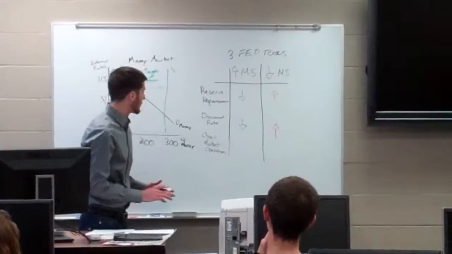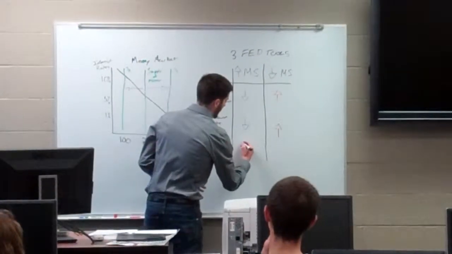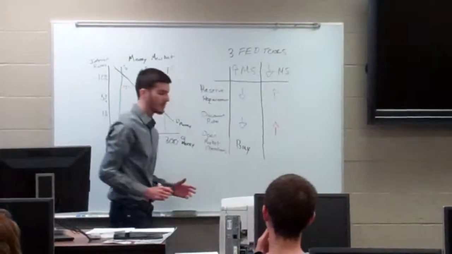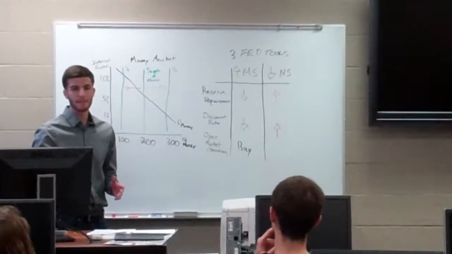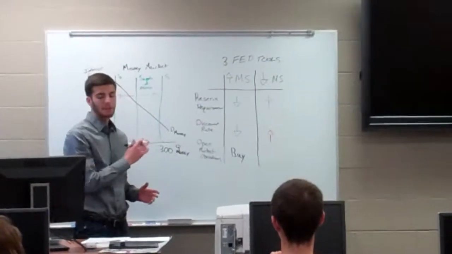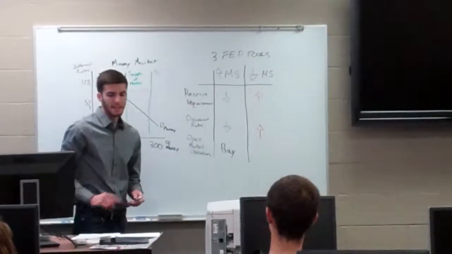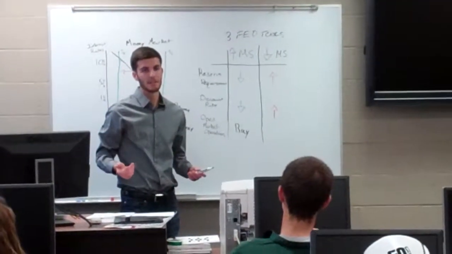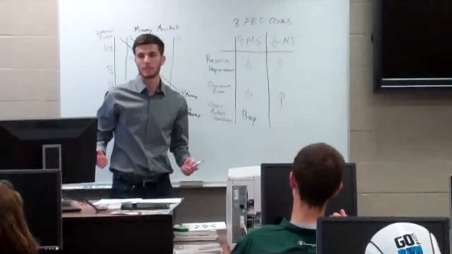If the Fed buys the bonds from the smaller banks, it will increase the money supply. They're saying, here, I will give you money for a bond that I gave you in the past. So more money is being available to the general public.